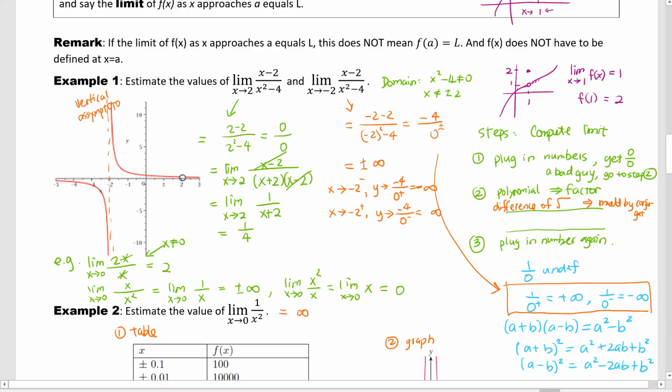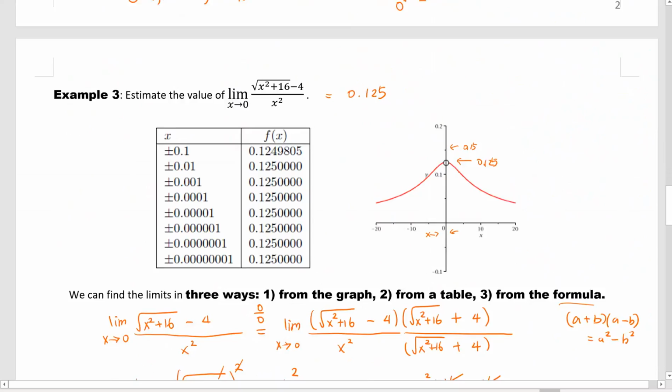Ran out of space. Okay, so when we see a difference of square roots, we multiply by its conjugate. So multiply by the conjugates. Okay, so you see one more line there because we're going to see one more example later.